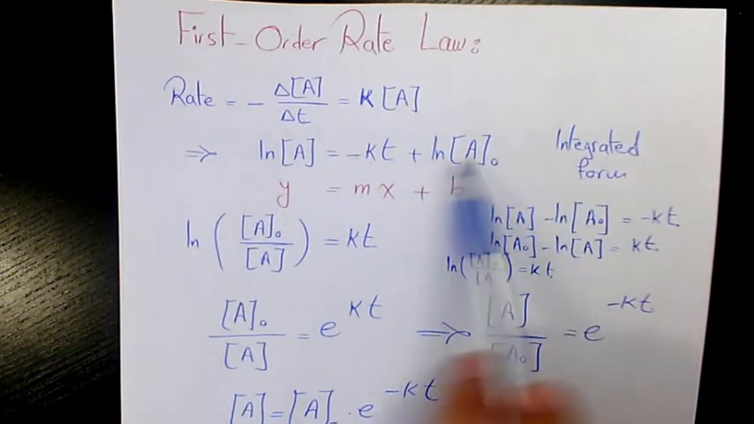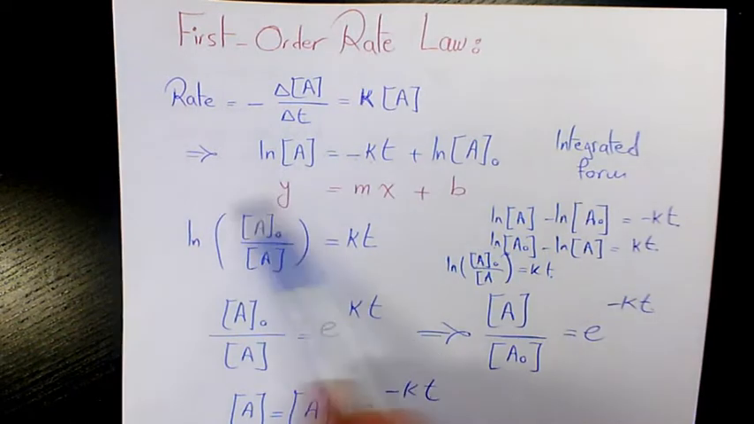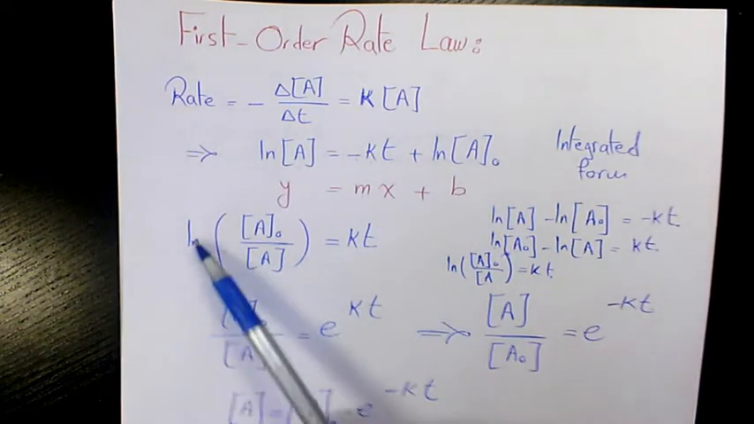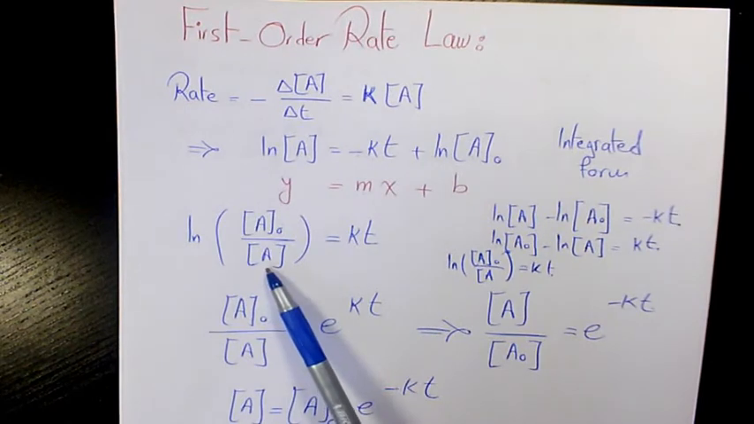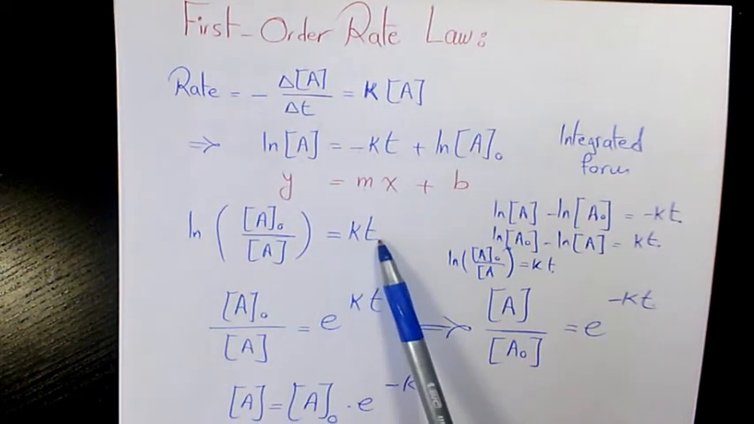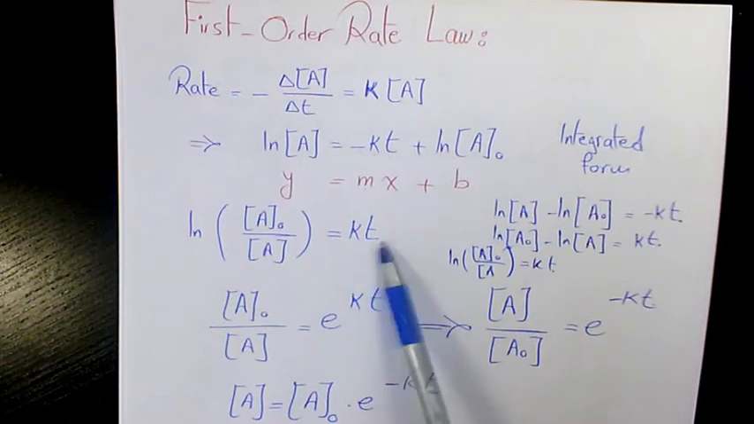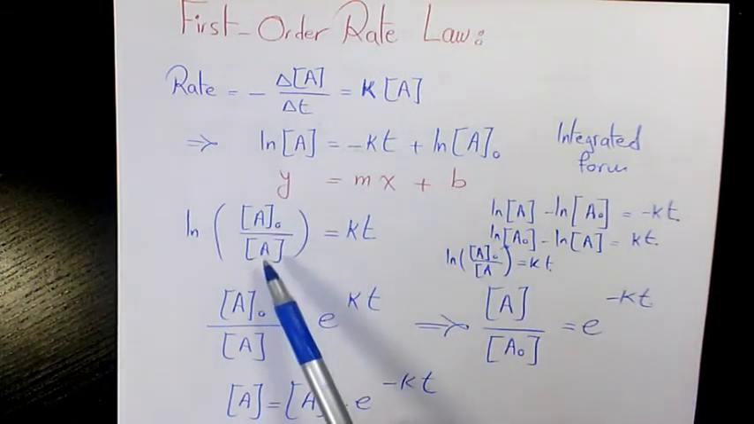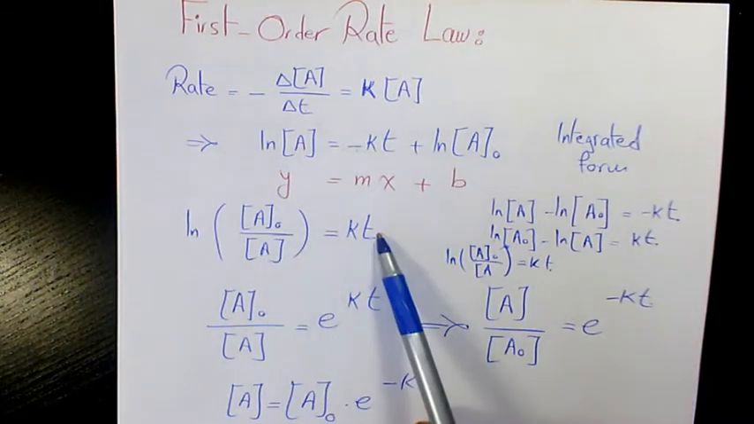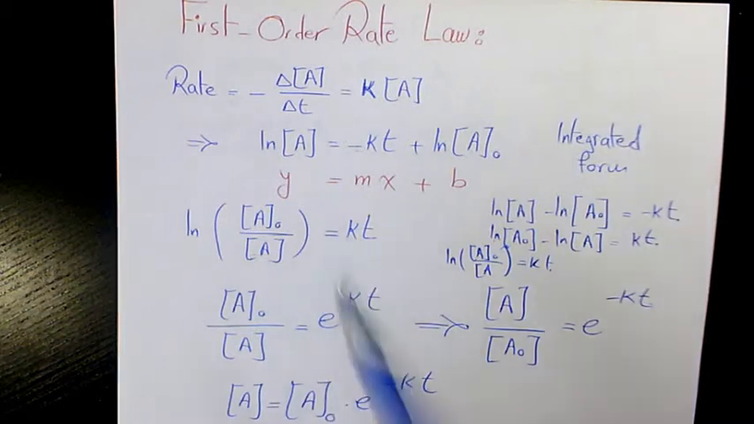So from this expression you end up with this expression, which is ln of initial concentration of A divided by final concentration of A equals k times t. With this relationship we can find k if we have the others. We can estimate the final concentration if we have the time, or if we have the final concentration we can find the time.